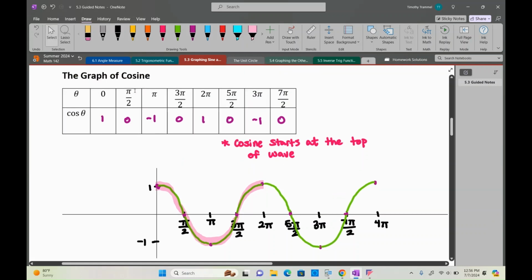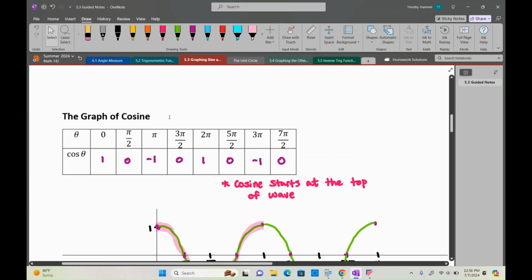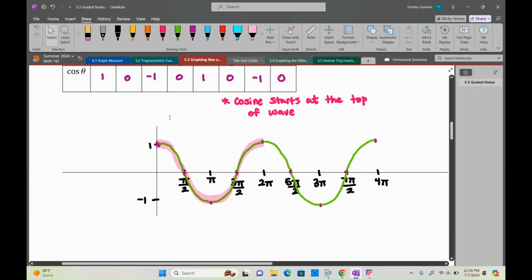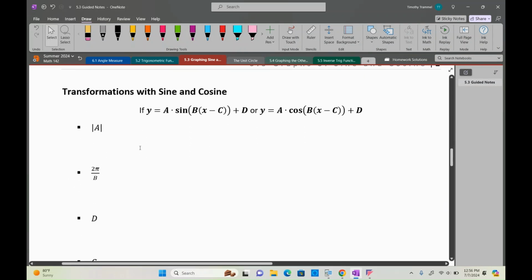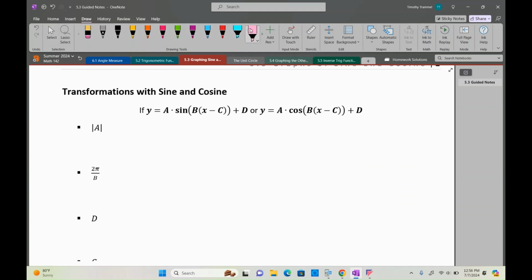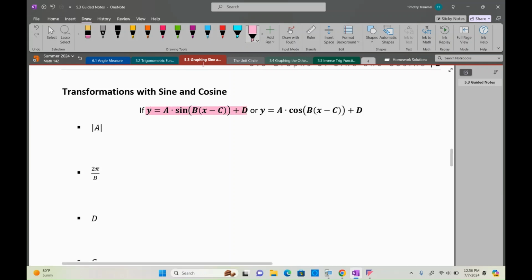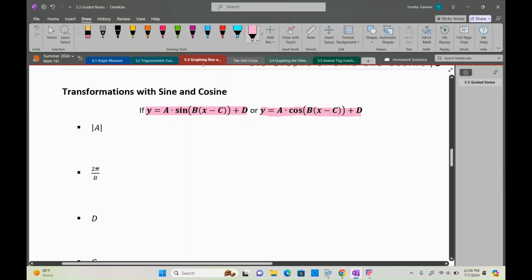All right. So now that we know essentially what the parent functions look like for sine and cosine, we're going to want to go through and perform transformations on these. So let's go ahead and scroll down. So when it comes to graphing sine and cosine, I like to always think about them as being set up like this. Or I guess I could also include the one for cosine here.